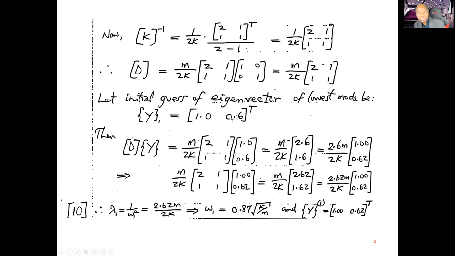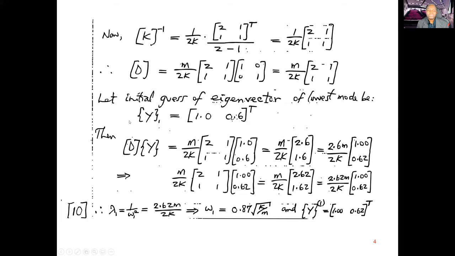We now need to determine what D is. So we start off by determining K inverse, which will simply be 1 over the determinant of K times the adjoint of K. This here transposed is the adjoint of K. And the determinant will simply be 2K squared minus K squared. So we get K inverse as 1 over K into 1, 1, 1, 2. Therefore, the dynamical matrix D will be K inverse times M, so M into 1, 0, 0, 1. That will simply give us M over K into 1, 1, 1, 2.